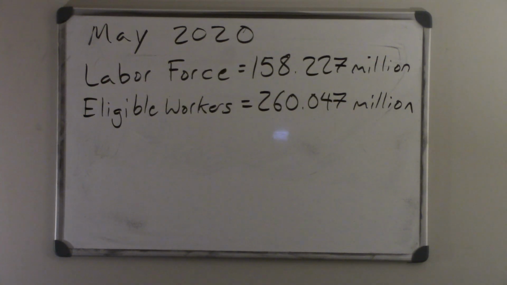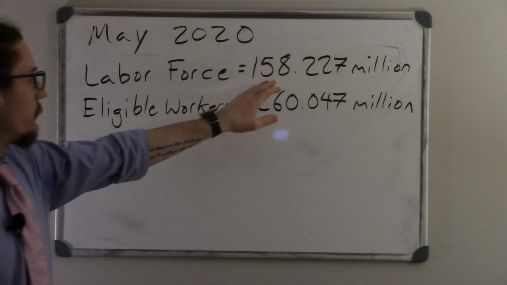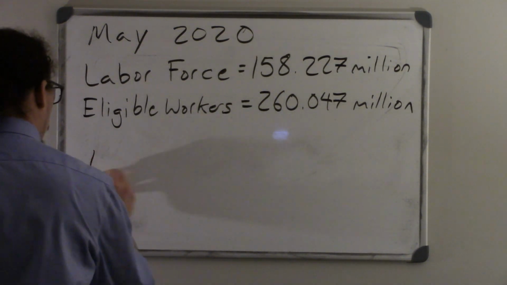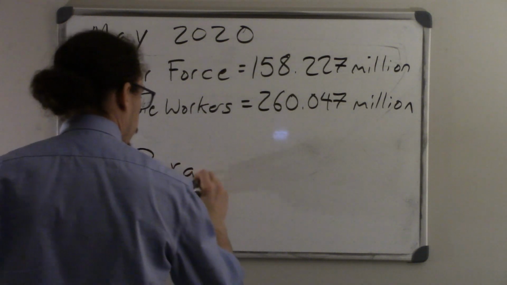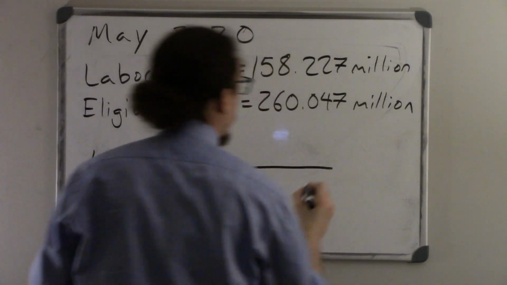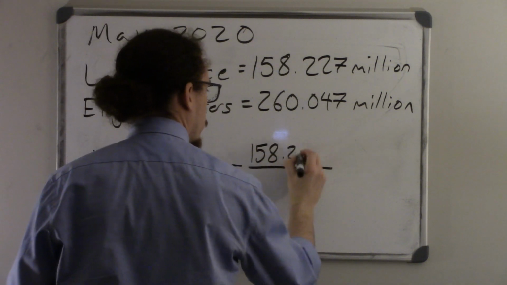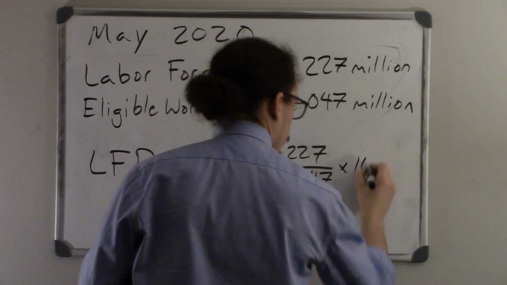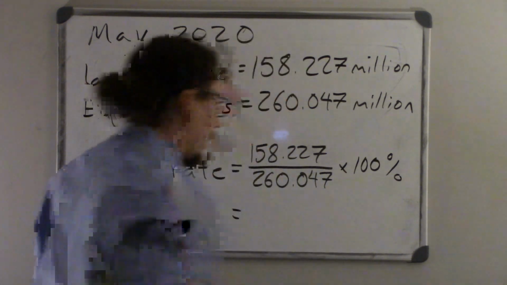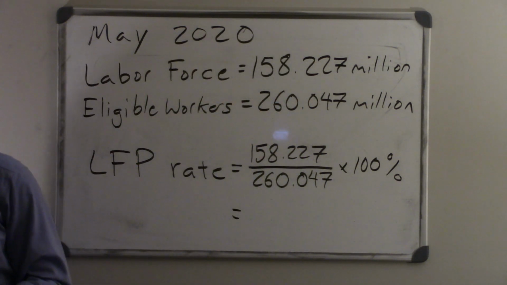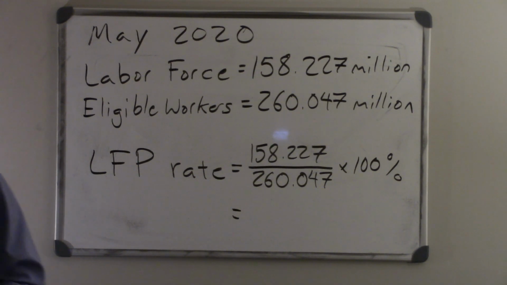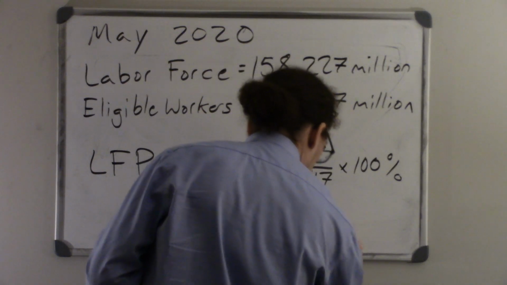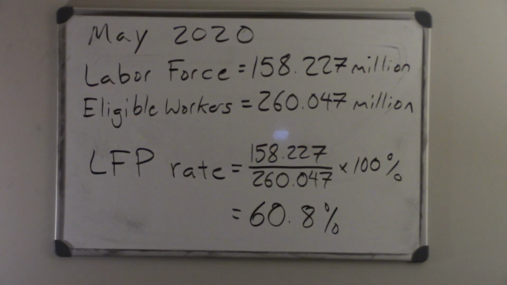To calculate our labor force participation rate, we just need to divide our labor force by our eligible workers. So our labor force participation rate is equal to 158.227 divided by 260.047 times 100%. And when we punch that into our calculators, that is going to give us a labor force participation rate of 60.8%.